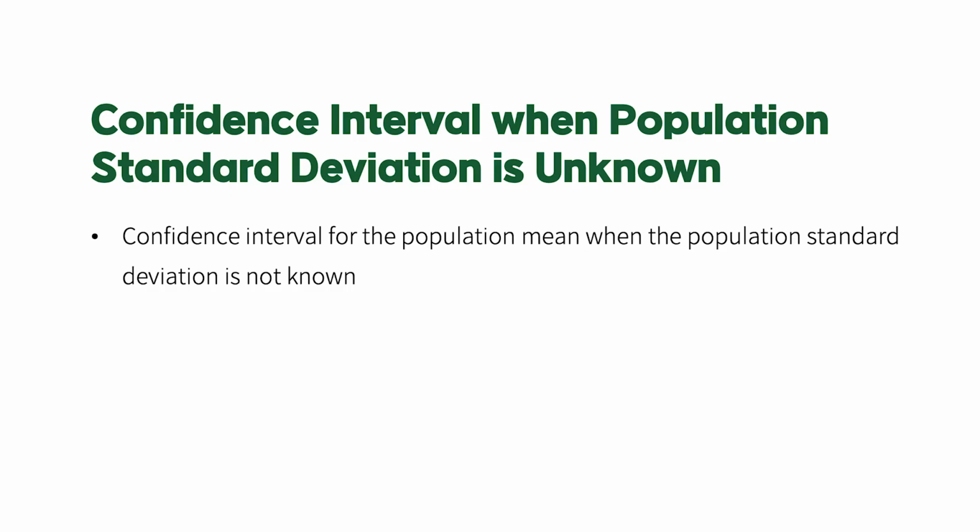Next, I want to move on to the case where we want to find the confidence interval of the population mean mu when the standard deviation for the population, sigma, is not known. In previous examples, when we wanted to define the confidence interval for mu, we had everything. We had x bar, the sample mean, and we also had sigma, the population standard deviation.